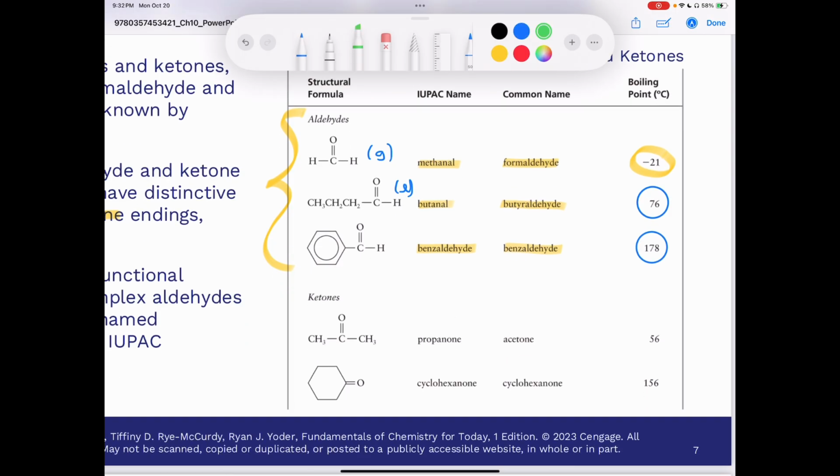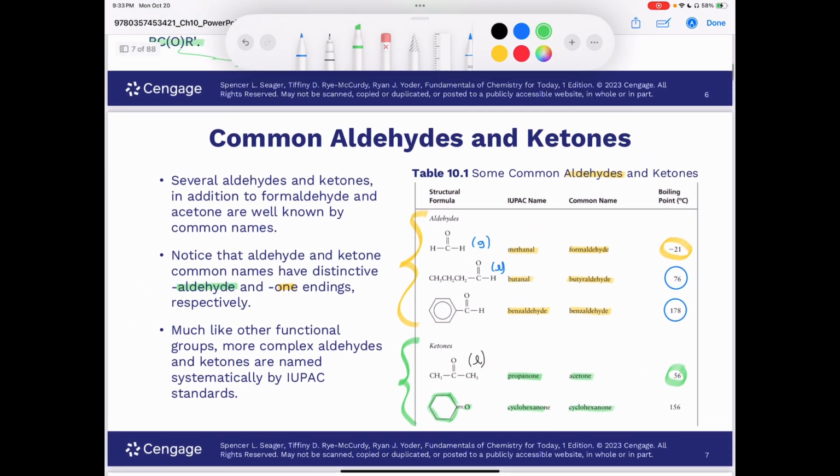Then if we look at the ketones that are shown here, we've got propanone and cyclohexanone. Propanone is also known by its common name, acetone, which is a liquid at room temperature. So acetone, nail polish remover, is a liquid at room temperature. And then we have cyclohexanone next to it, right? You can see the parent has one, two, three, four, five, six carbons in a ring, so cyclohexane. And then we add the ketone, so that's where we get the name cyclohexanone. And the common name is also cyclohexanone.